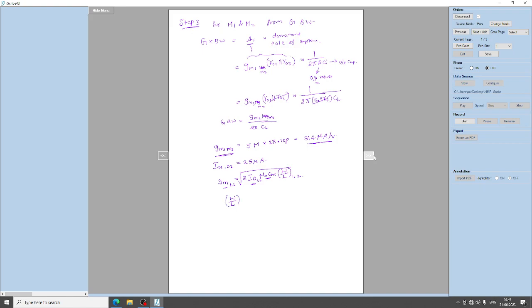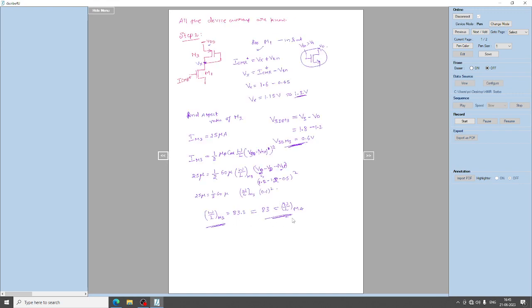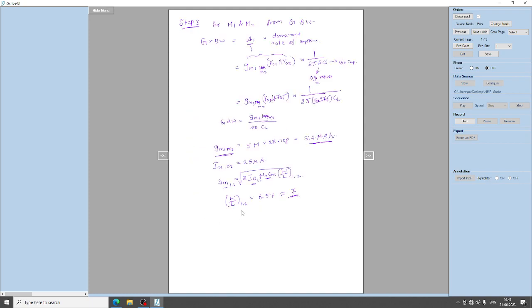W by L of 1 or 2, which you will get as 6.57, or you can approximate it to 7. Okay, so this is how you find out the aspect ratio of M1 and M2. So we have found out the aspect ratio of M3, M4 and M1 and M2.